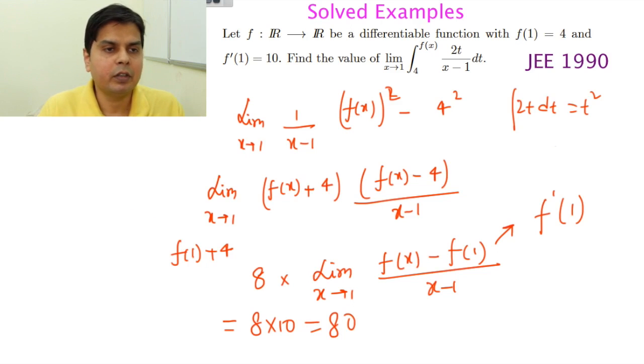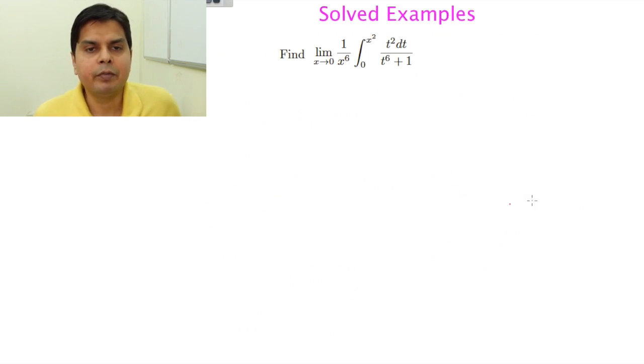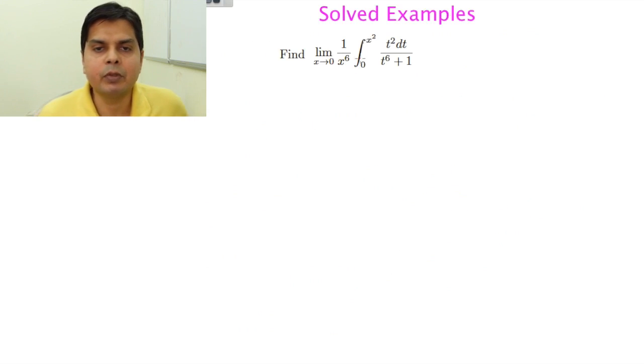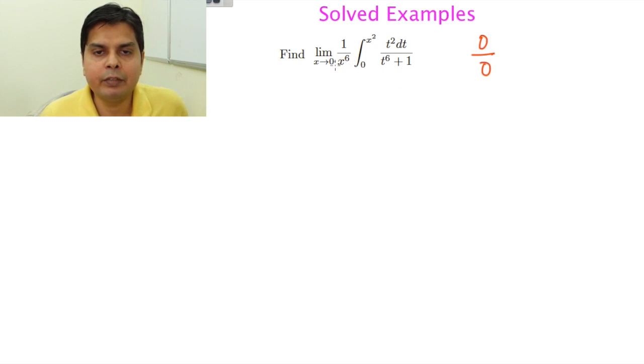Okay, let's see another problem. We have to find the limit of this thing: 1 by x plus 6, integral from 0 to x square of t square dt by t plus 6 plus 1. Now since this is of the form 0 by 0, why? Because the moment you take x as 0, this integration from 0 to 0 will be 0 and this x plus 6 will be 0. So I can use L'Hopital rule. Once I use the L'Hopital rule, I will have to find the differential coefficient of the numerator and of the denominator.